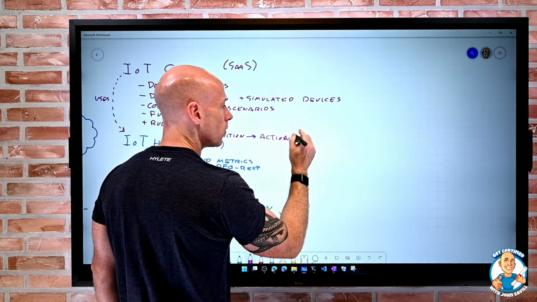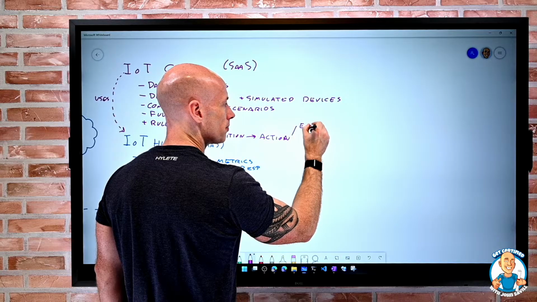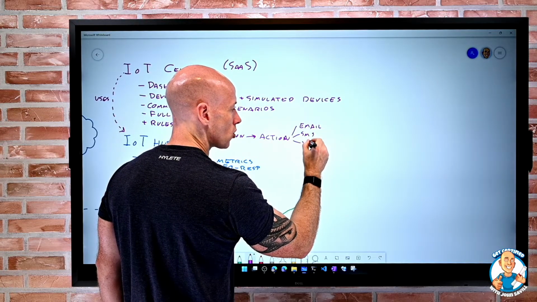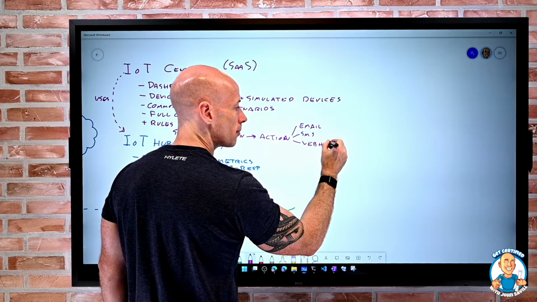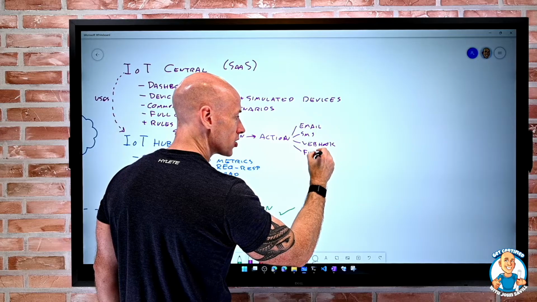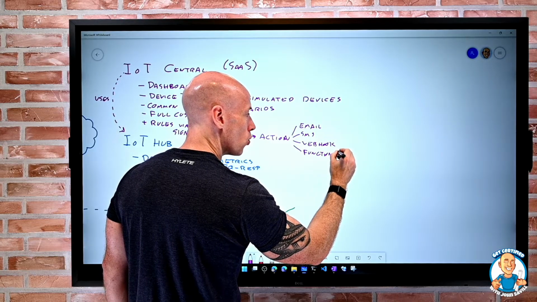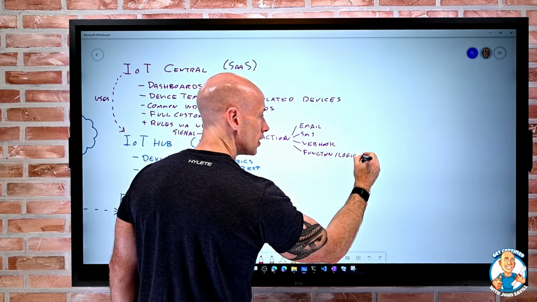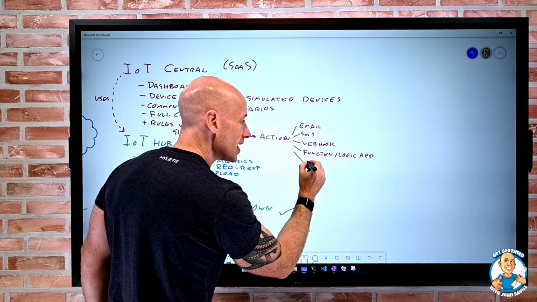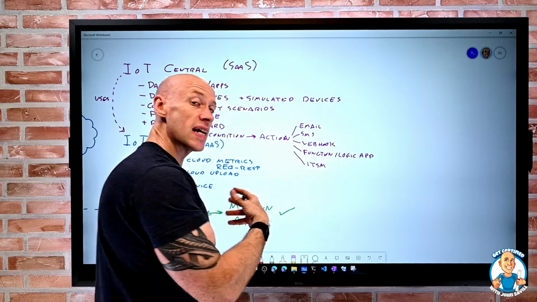I could think, well, that could be, hey, send an email. It could be send an SMS. It might be call a webhook, which is just some RESTful endpoint. I can call things like Azure Functions. I could call things like a logic app. Remember those serverless solutions. And there's more. I can hook into my ITSM system, my ticketing system.